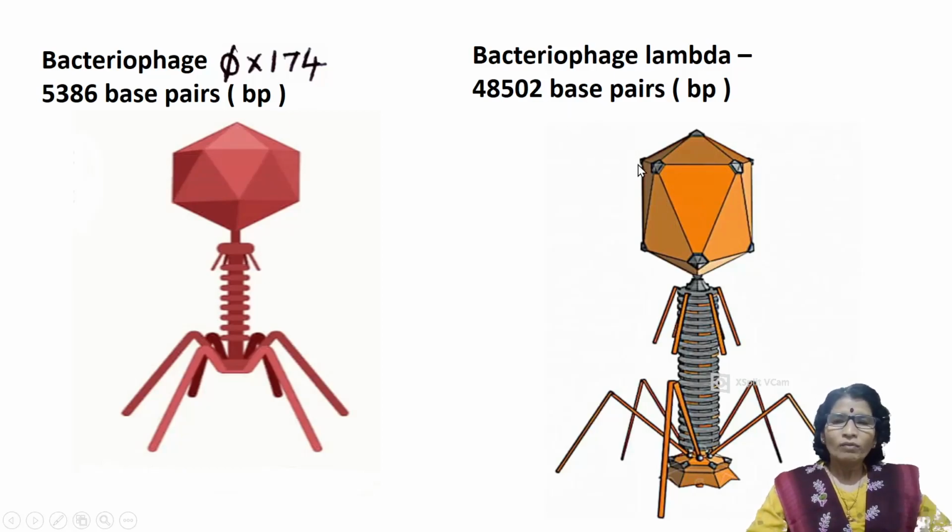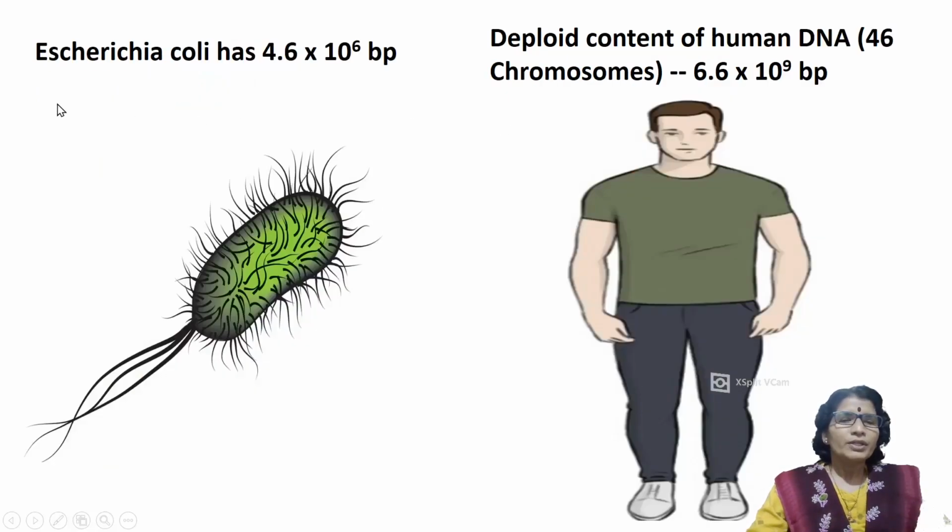And along with size, if the living organism has more characters, automatically the number of base pairs is also more. And Escherichia coli is one kind of bacteria. It has 4.6 × 10^6 base pairs. So this is Escherichia coli bacteria, which is somewhat larger than the viruses.